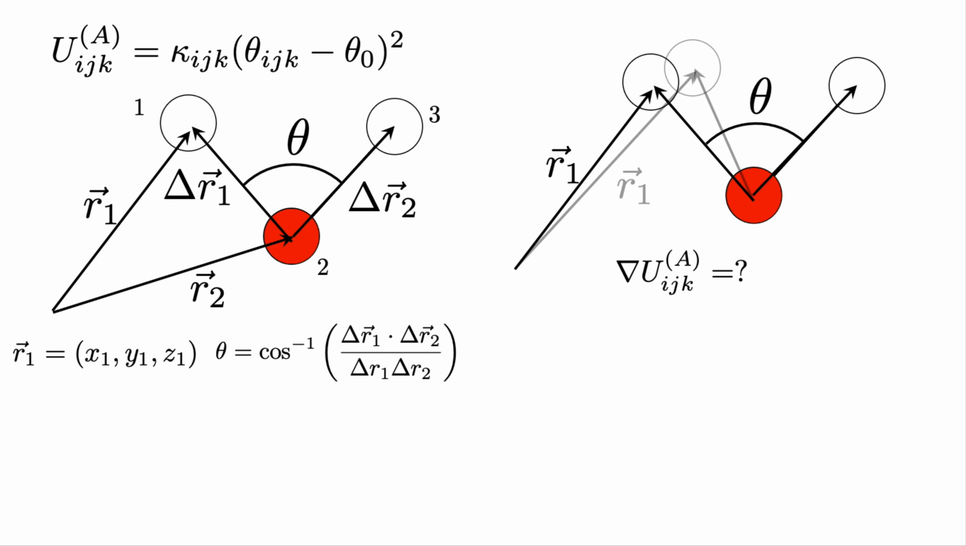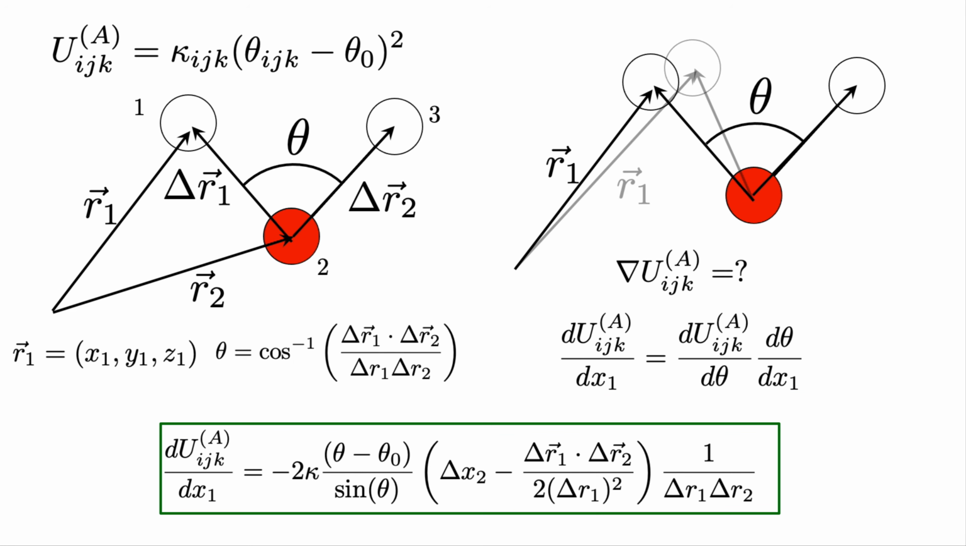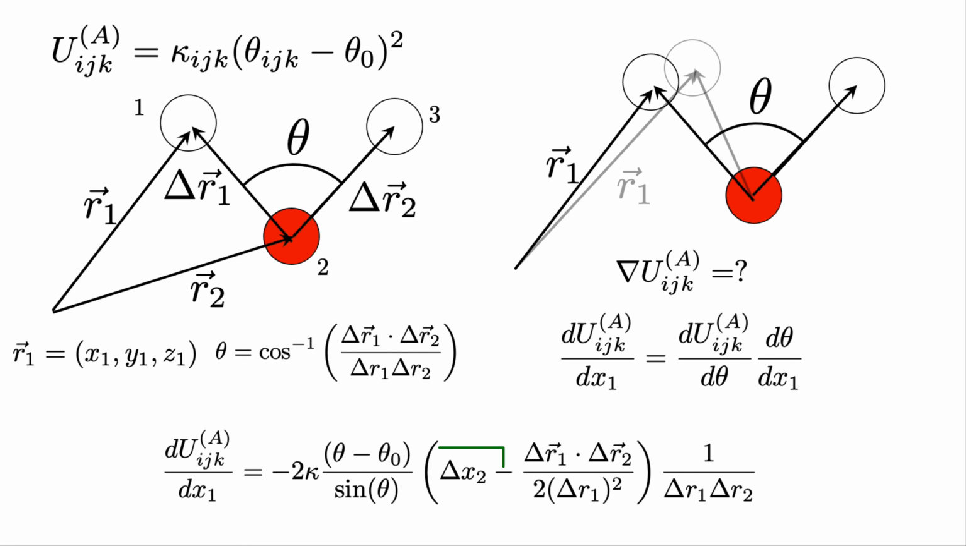Consider the fact that changing the position of atom 1 in general changes the bond angle, which then changes the bending energy, so we need to relate the change in the position of the atom to the change in the energy. I don't want to go through the whole derivation, but essentially you start with the chain rule, and after a bunch of algebra you end up with this expression. There are similar expressions for the y and z coordinates, just swap out the x's for y's and z's, and this gives you the gradient of u.